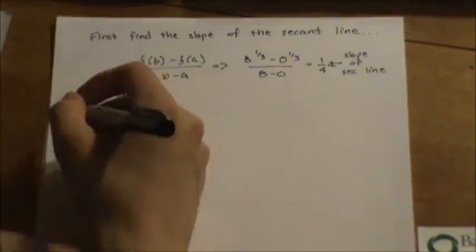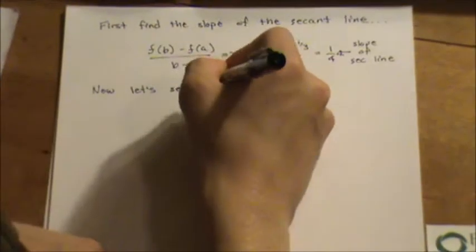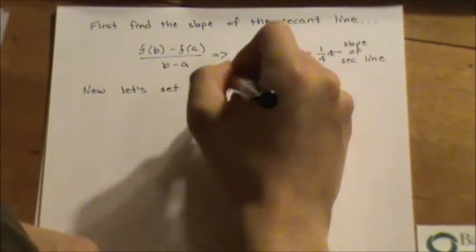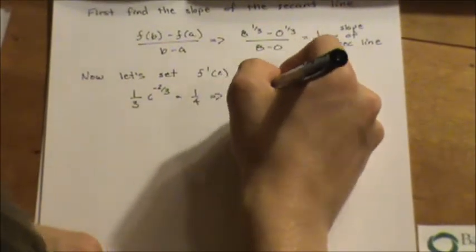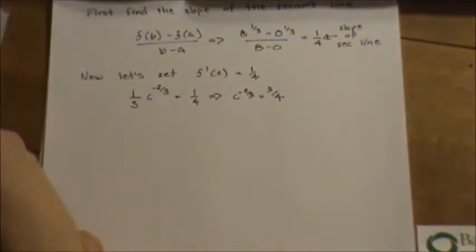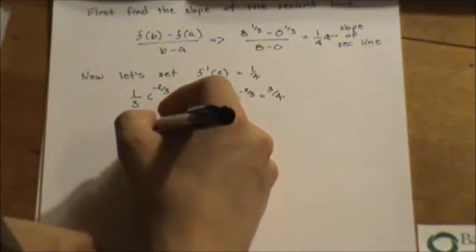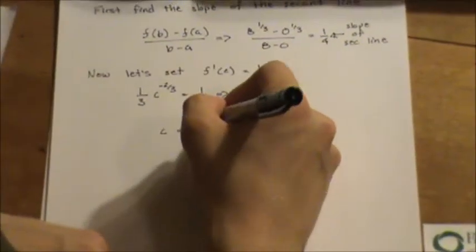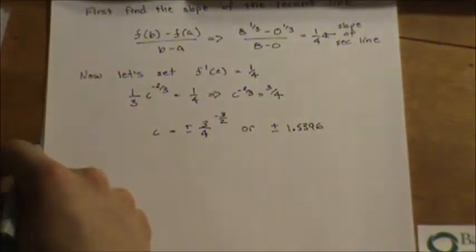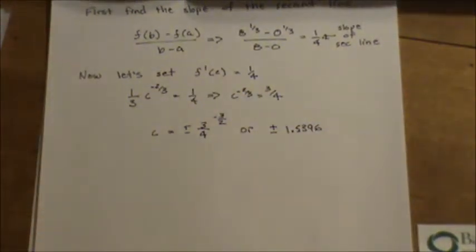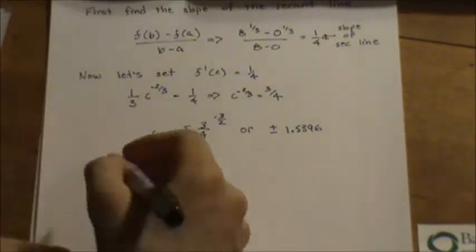Now let's put that slope in as f prime of c. So 1/3 c to the negative 2/3 equals 1/4. That goes to c to the negative 2/3 equals 3/4 after you multiply the 1/3 over. And we end up getting plus or minus 1.5396. But since our entire graph is positive, we use the positive value.